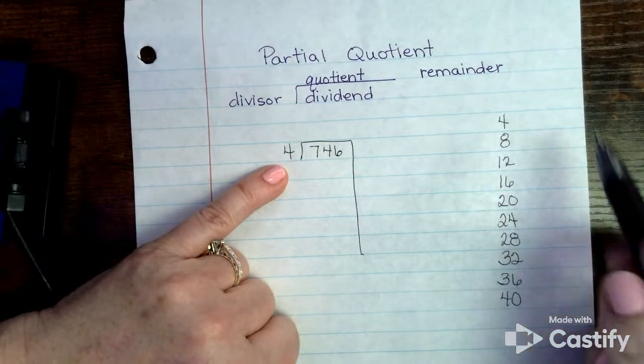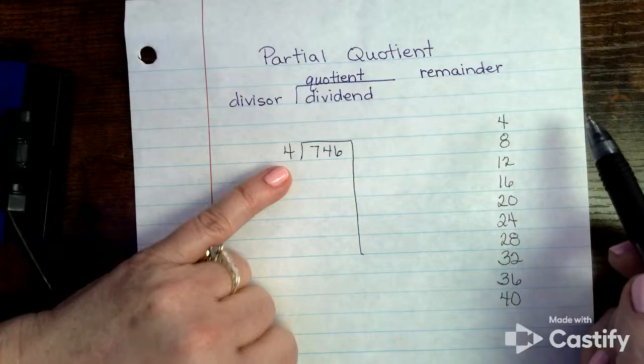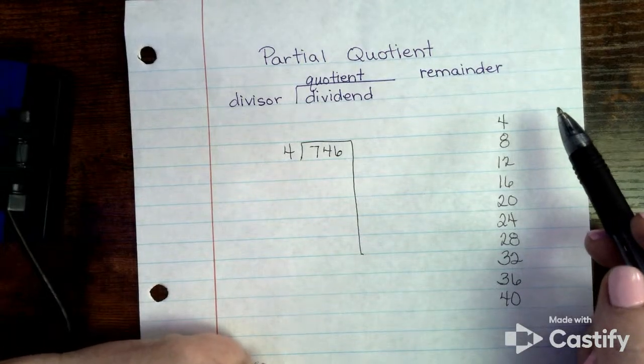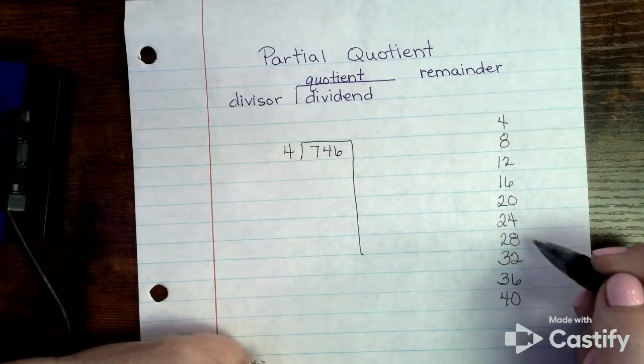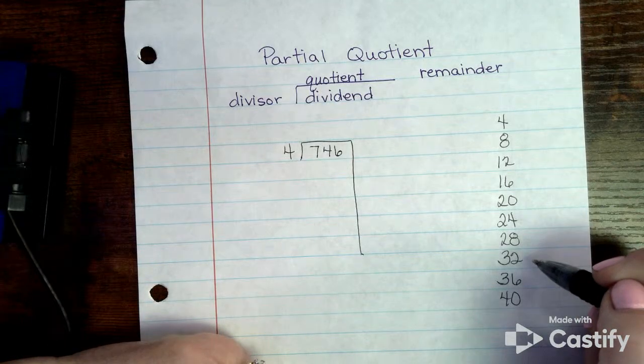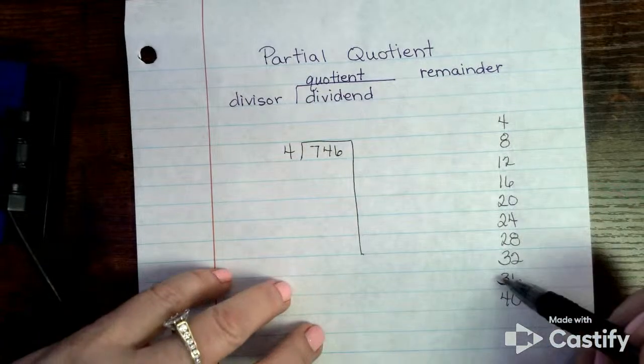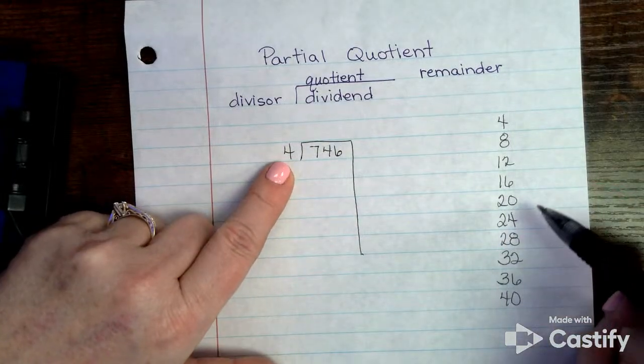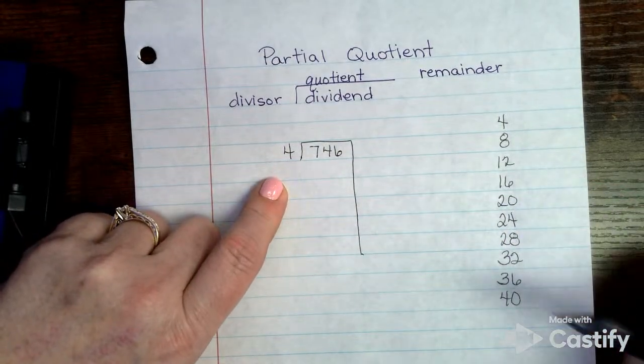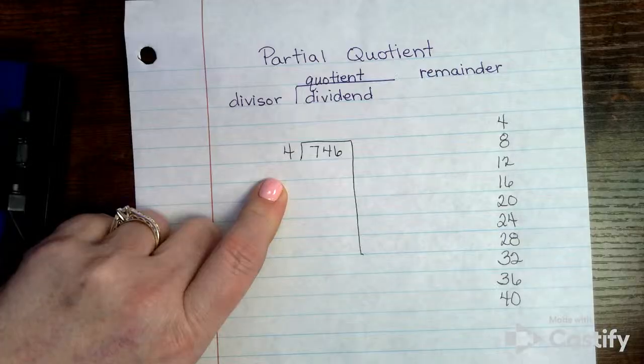Don't be surprised if your kids sing that. A lot of the kids really liked when we did 4, 8, 12, and 16, 20, 24, 28, and 32. I can count by 4s. But this way they don't have to stretch their brain too much. If they write it down, we can refer to it every single time that we need it during this problem. And if we get another problem that also has a divisor of 4, we can use it again.